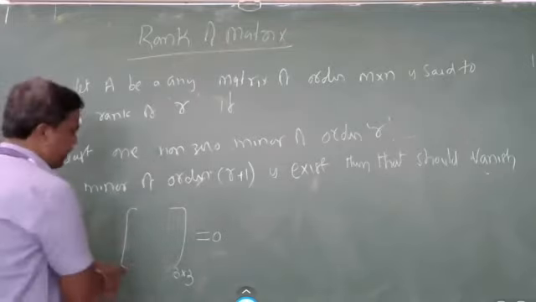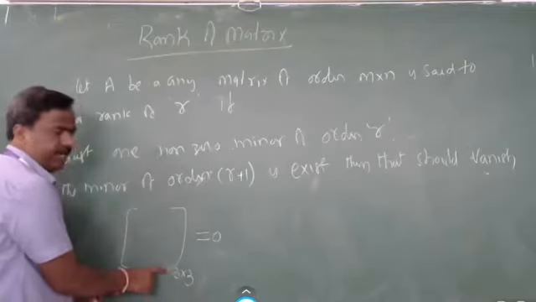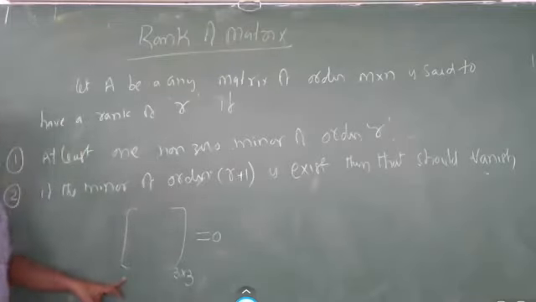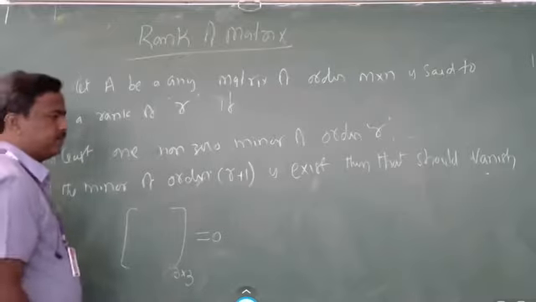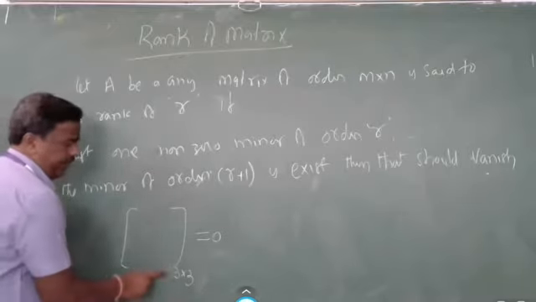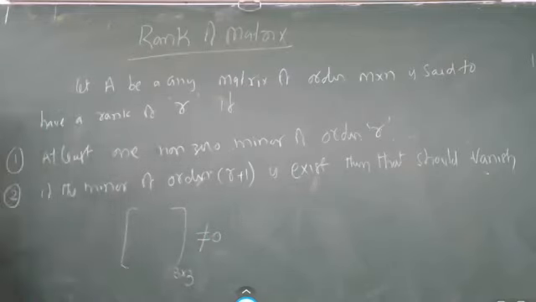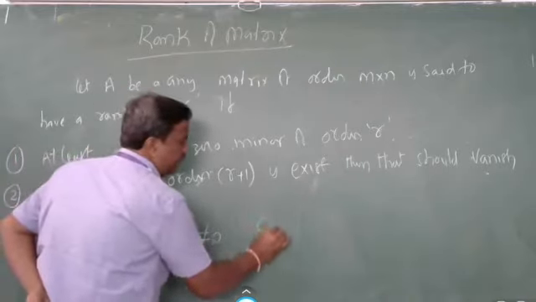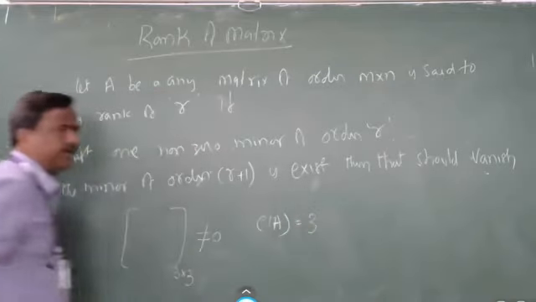So the rank of a matrix, how to find the rank of a matrix? Take the given matrix. Suppose I am taking a 3 by 3 matrix. If the determinant value is not equal to 0, then the rank of the matrix will be 3.